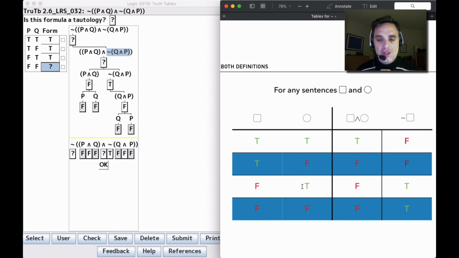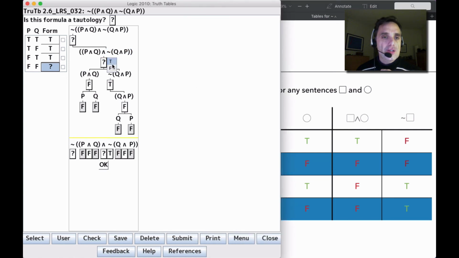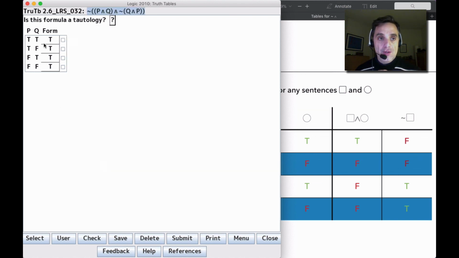False and true is this row of the truth table. The left conjunct is false. The right conjunct is true. That means the conjunction is false. So this row is false. Okay, well, if this sentence is false, well, the top is the negation of this sentence. So the top is the negation of a false sentence. And the negation of a false sentence is true. And so it's true on this row. So is it a tautology or not? It is, because it's true on all rows.